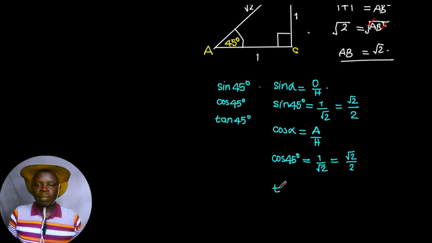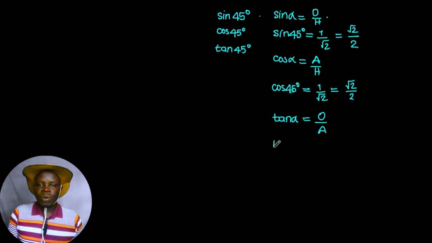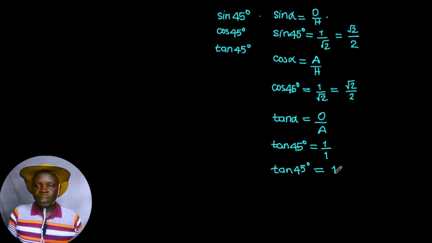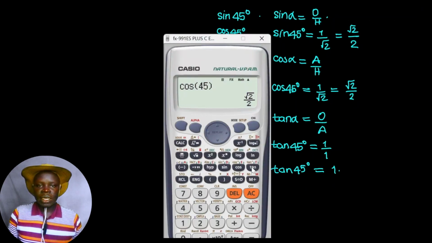And finally, tangent of any angle alpha is given by opposite over adjacent. So we move on and substitute our alpha with angle 45. Our opposite is 1, adjacent is also 1. So 1 divided by 1 is 1. Therefore, tangent of 45 degrees is always 1. We can also check with our calculator: tan of 45 must give us 1, and that's exactly what we have here.